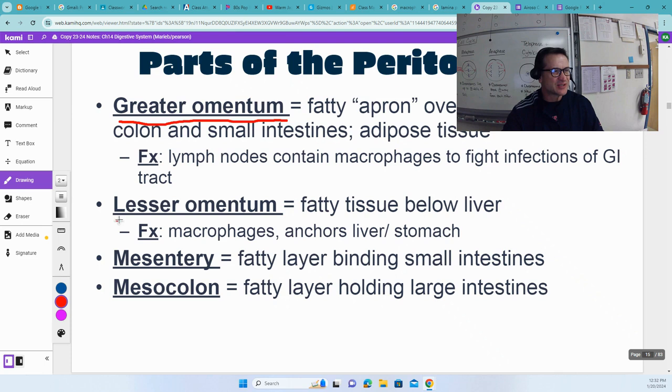You also have the lesser omentum. It's the fatty tissue below the liver, and it anchors the liver with the stomach. Also contains macrophages, part of the immune system. The mesentery, the tissue that binds together the small intestines. So the small intestines aren't just flopping all over everywhere. They're actually connected together with the mesentery. And then you have the mesocolon, and that's what holds the large intestines in place.